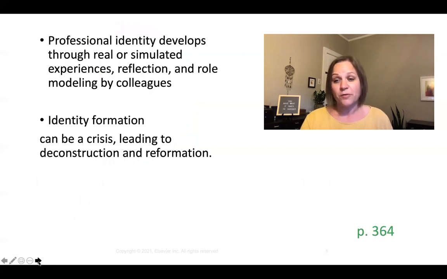So how do we grow and develop our professional identity? A professional identity develops through real or simulated experiences, through reflection, and also through role modeling by colleagues. And so the way this works in nursing school is whether we're in simulation or in lab or in the clinical setting, you're going to be developing your professional identity through experience. And through reflection, I'm going to be asking you a lot in class to be journaling and reflecting on your learning and your experiences to continue developing that professional identity.